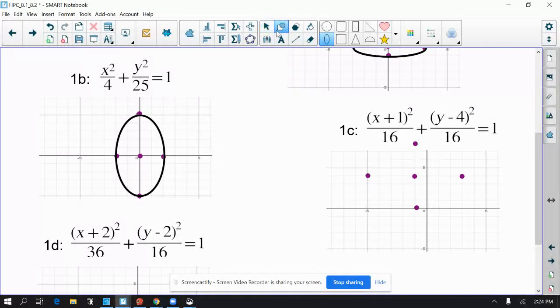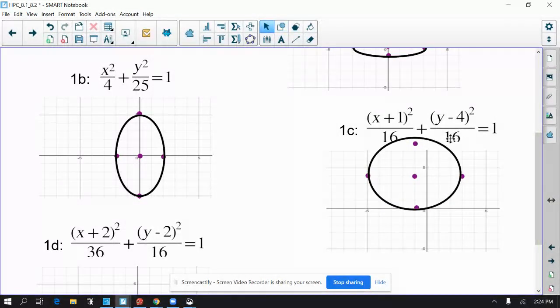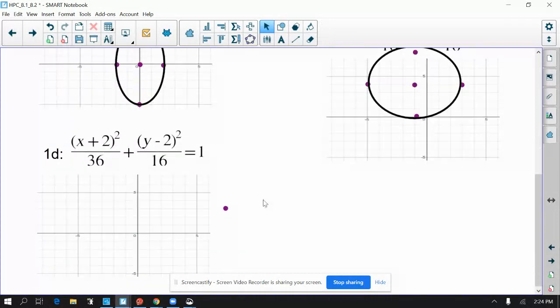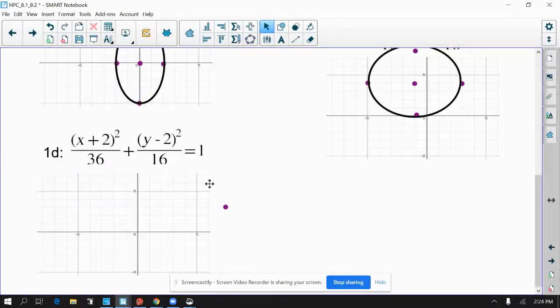And then draw my ellipse. Let's see if it'll let me do this. It may not look like a circle, but it's supposed to be a circle where the minor axis and the major axis are the same. Last one. What's the center here?